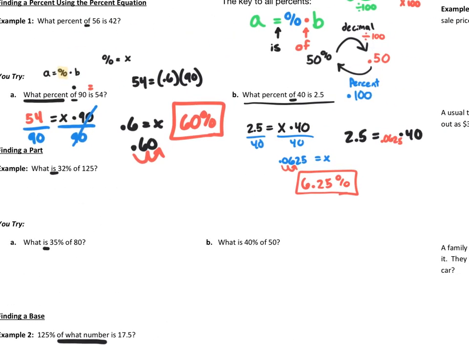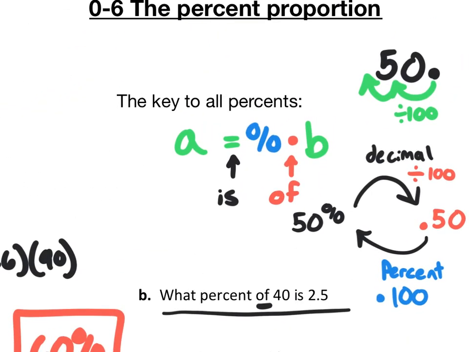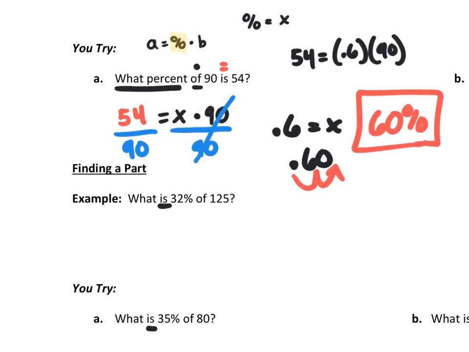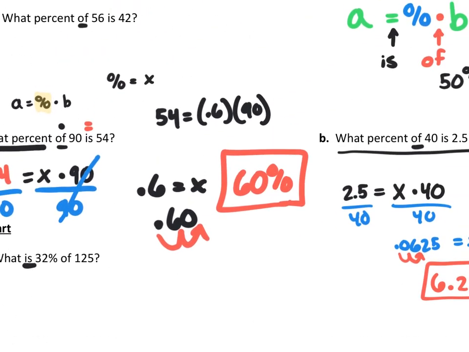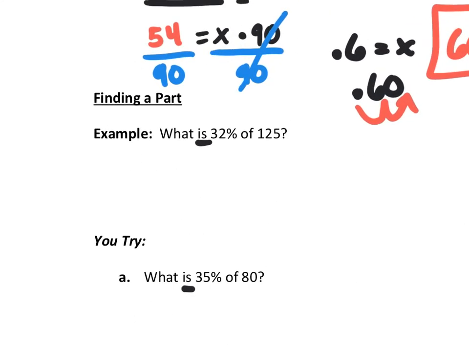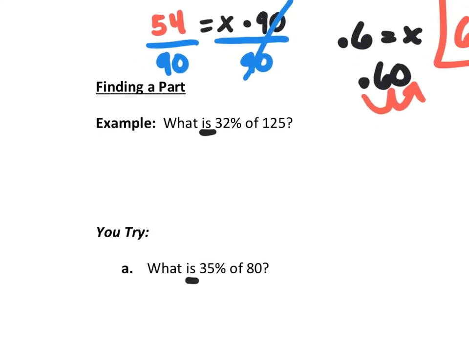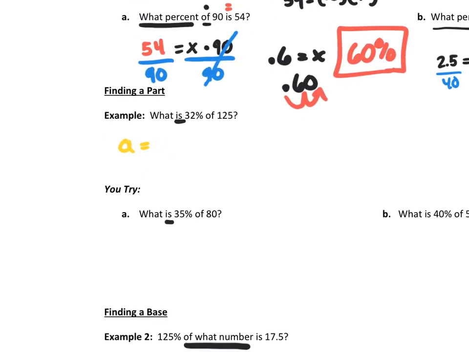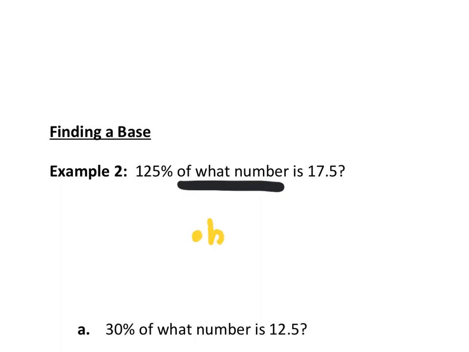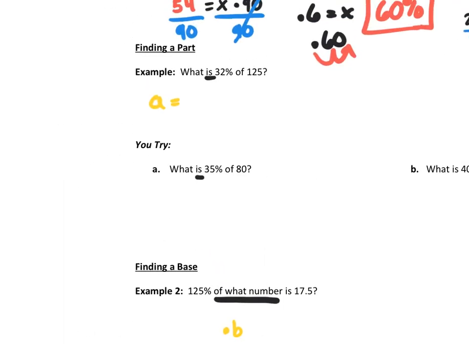Now, this equation here has 3 parts to it. It has A, it has percent, and it has B. So that means there's going to be 3 different types of setups. Some where our answer is going to be a percent. Some where we're looking for a specific number. In this case, when I see the word is, I know I'm going to be looking for my A value. And then there's going to be some where it says of what number. So that's going to be when we're looking for that B number.